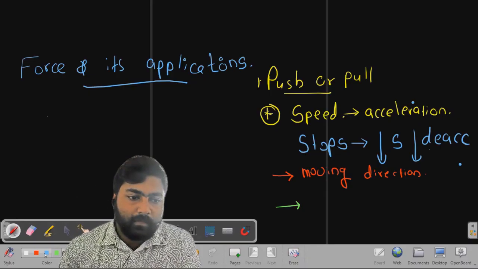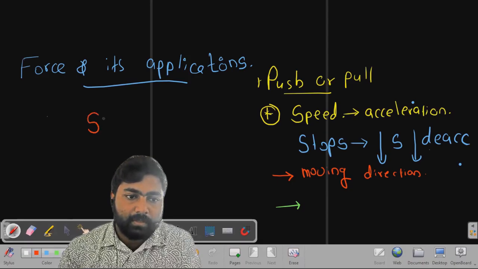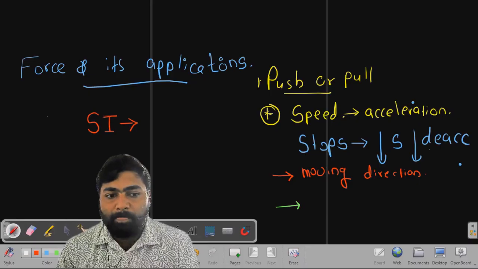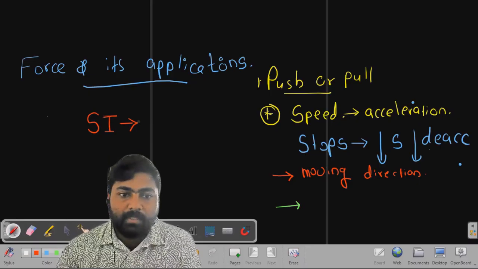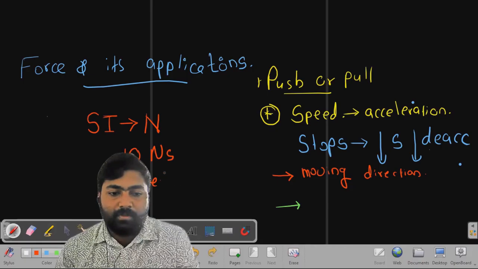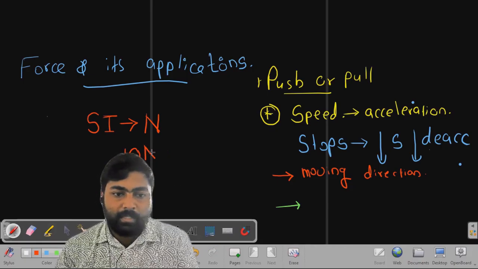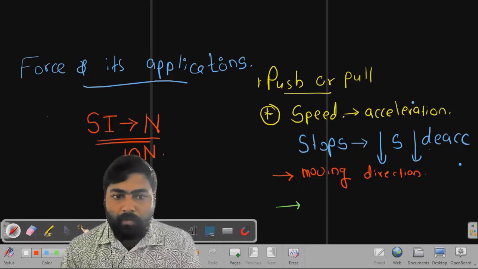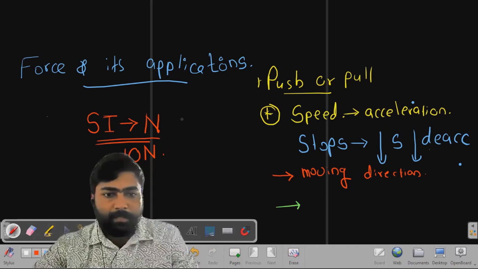Then tell me, what is the unit of force? What is the SI unit of force? Newtons. Not Newtons, okay? It's Newton. Don't use S, just like tree, banana, bird. Just Newton. 10 Newton. This is the SI unit. Have you understood up to now? This is the very basic thing.